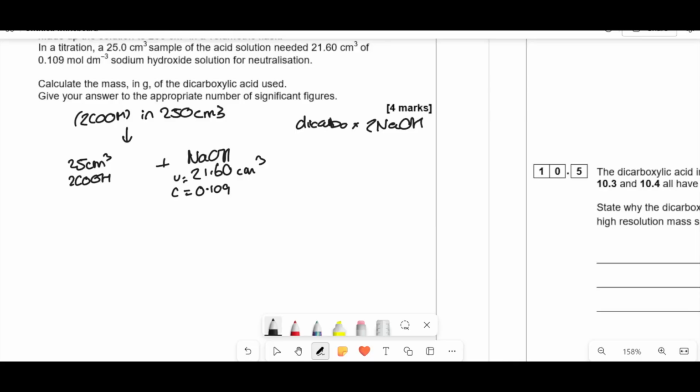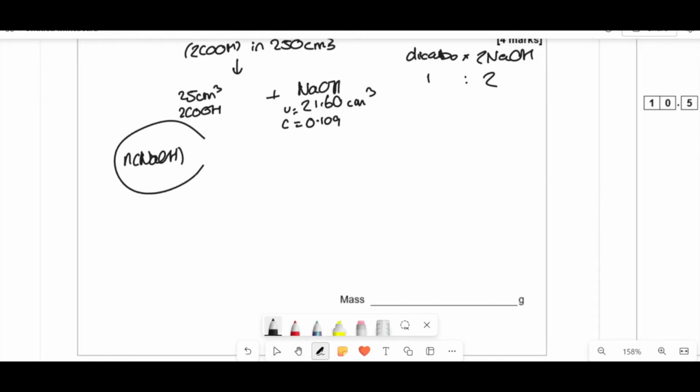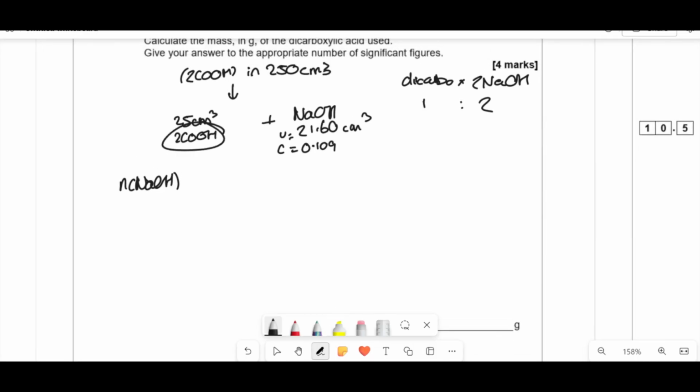So we're going to need 2 of those to react them fully. So it's a 1-to-2 ratio. So always do that. I can work out the moles of the NaOH needed to neutralize this much in 25 centimeters cubed, which is going to be its concentration times the volume. So it's going to be 21.6 over 1,000 times 0.109.